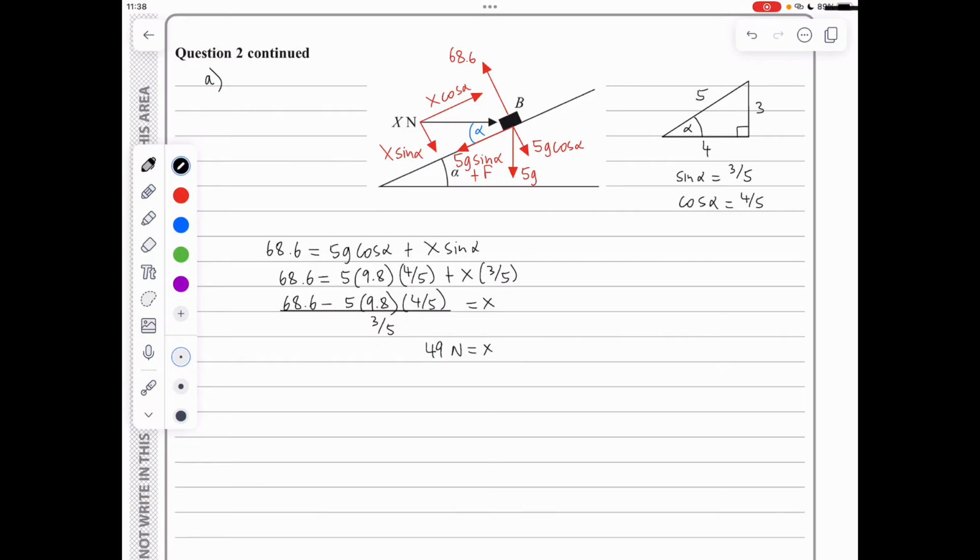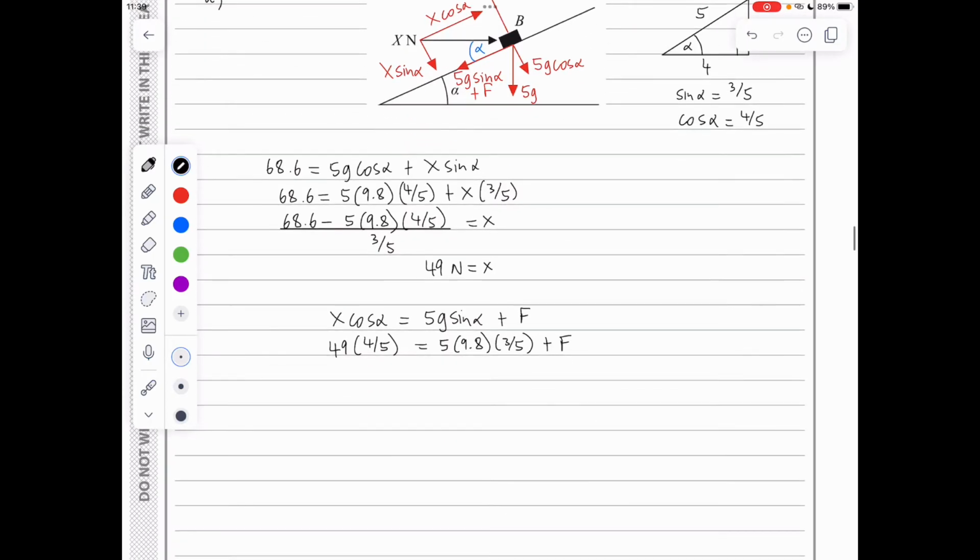Now that we have found x, we proceed by considering the forces acting along the plane. So it's the x cos alpha acting up the plane and the 5g sine alpha plus f acting down the plane. So we simply say that x cos alpha is equal to 5g sine alpha plus f. So 49, the value of x, times cos alpha, which is 4/5, is 5 times 9.8 times the sine of alpha, which is 3/5, plus f.